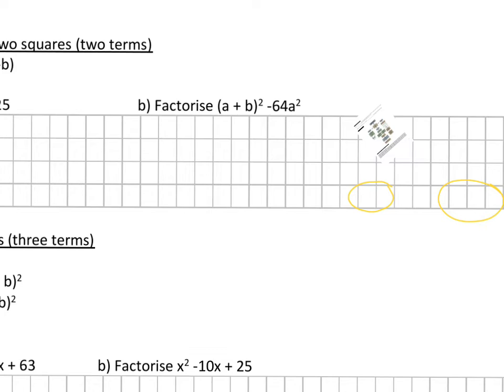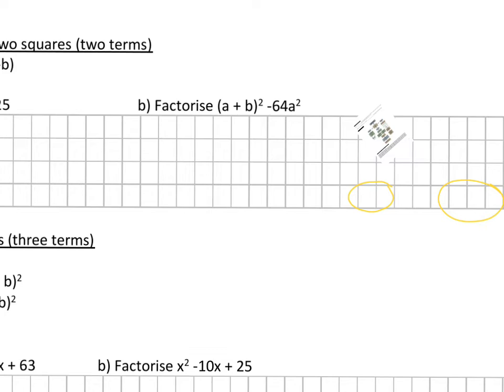So a plus b is a square. That's 1 square. What about 64a squared? You've got the a squared bit, but that 64 bit isn't in squared form, is it? So there you've got to think, can I put that in squared form? Again, why am I thinking difference of two squares? Because I've got 2 terms. So 64, you'll remember, is actually 8 squared.